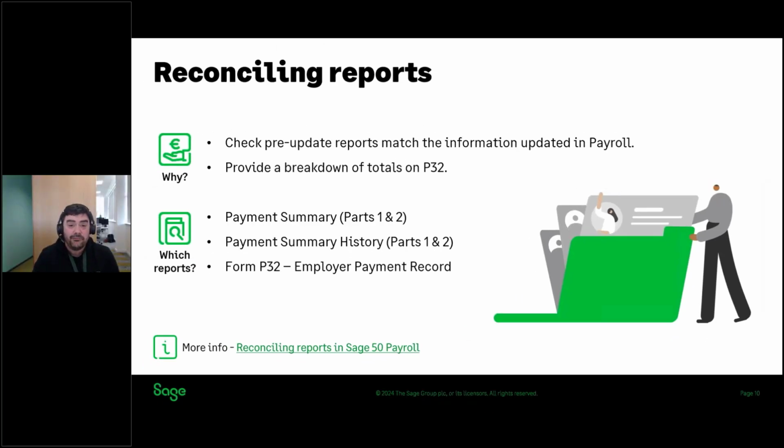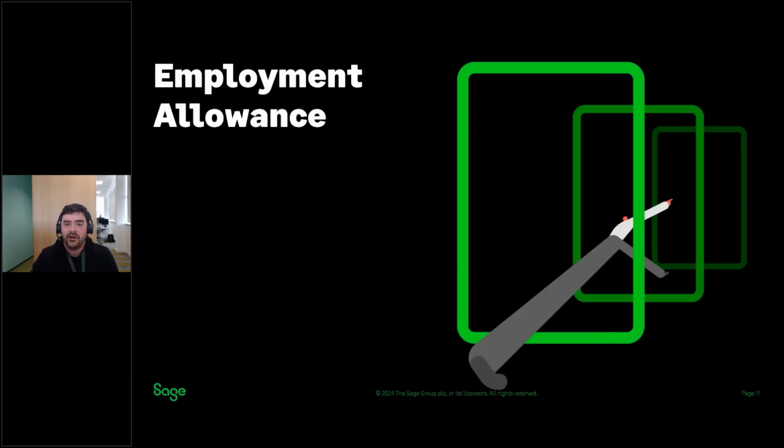So that's reconciling reports. As I say, it is optional, but it's a good thing to do at the end of the month just to make sure that everything in your payroll records are correct. And we're now going to move on, and we're going to finish the webinar with some information all about employment allowance.